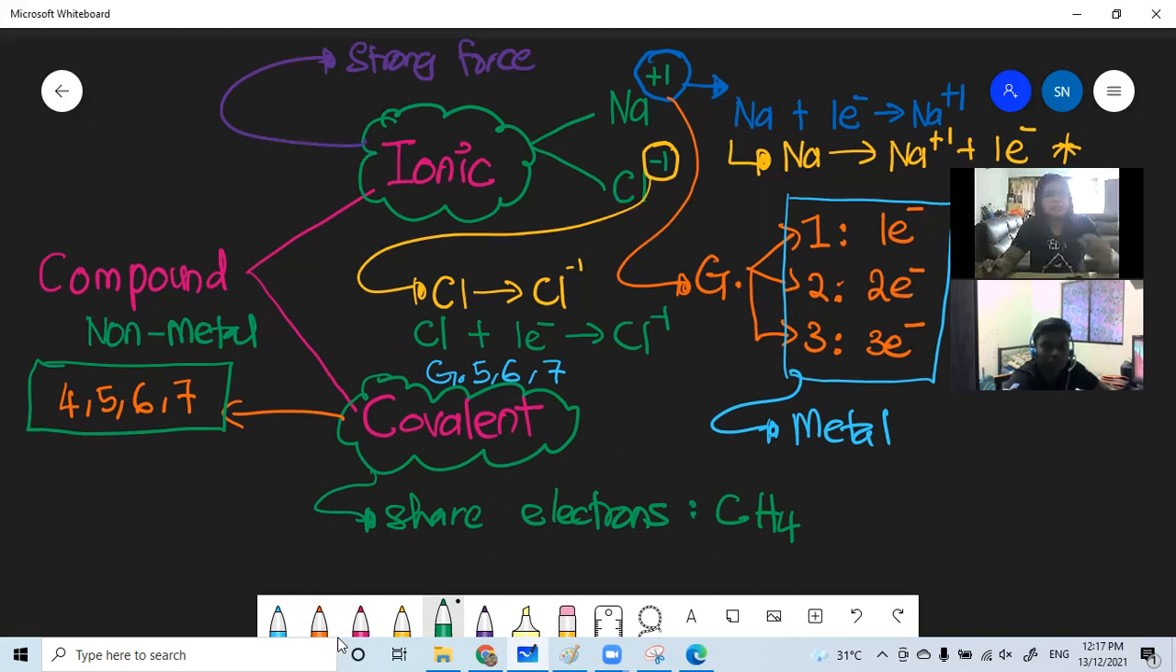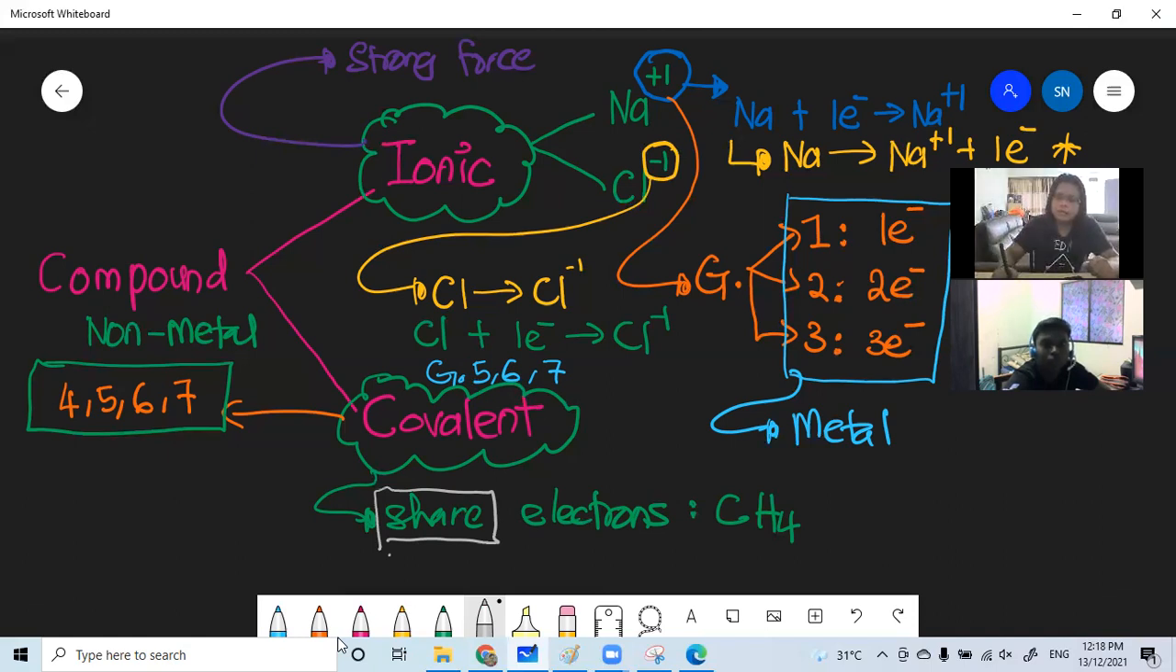Sure, they have no capability to donate or receive. Only the metal can donate. If the metal donates, it is easy for the non-metal to accept. But in this case, both are non-metals, so neither has the capability to donate or receive electrons. So they say, we come from group 4, 5, 6, 7, we are non-metals, we have no capability to donate electrons. Come, we combine together. We use our external electrons, the valence electrons, and combine together. By sharing the electrons, they form the covalent compound.